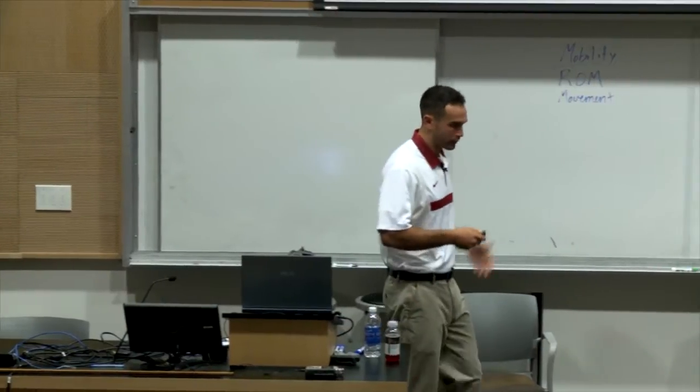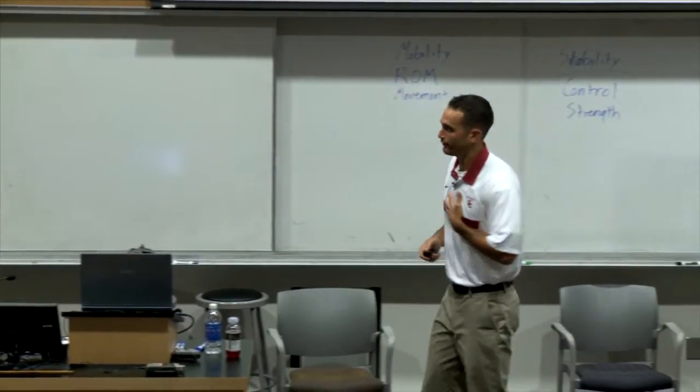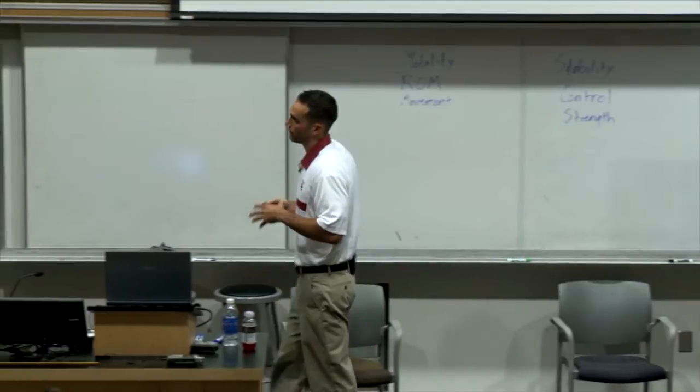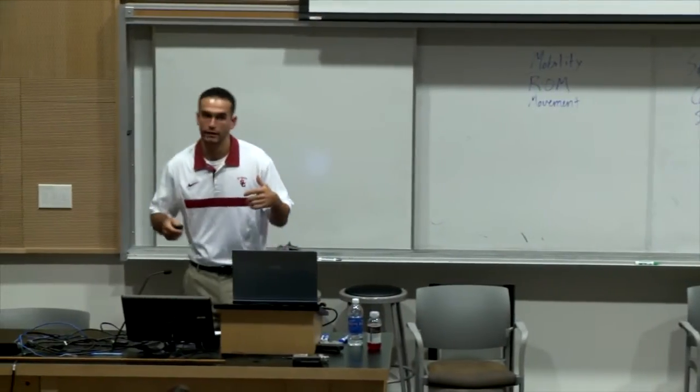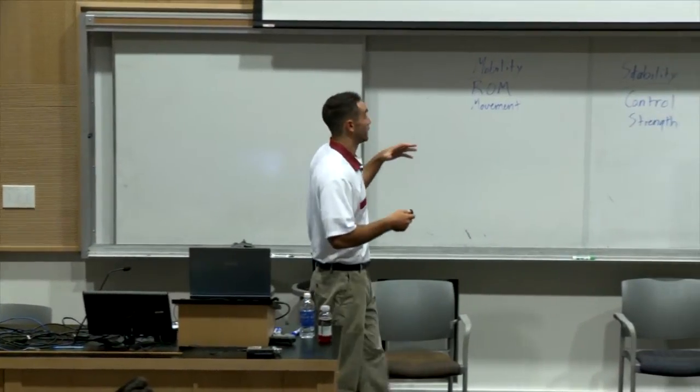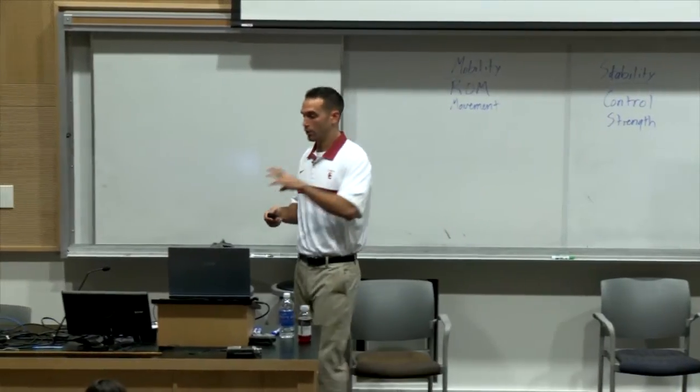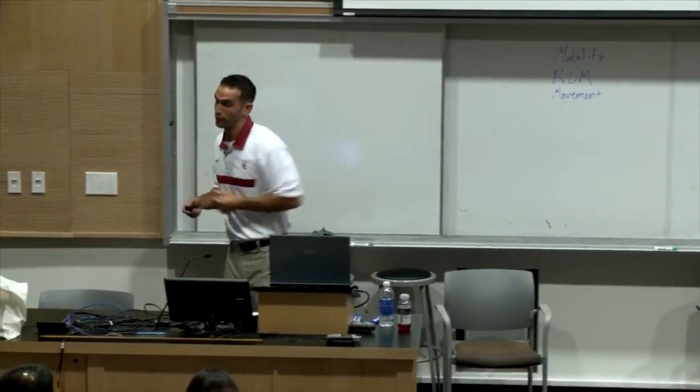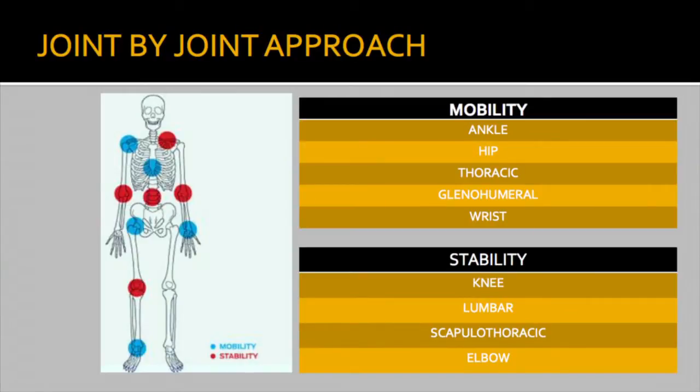Now that we know what mobility and stability are, we need to know which joints of the body we need to mobilize and which joints we need to stabilize, primarily. What we're going to go over is something called the joint-by-joint approach. If you're familiar with it, fine. If you're not, it's an easy way to hammer home this concept, and to memorize during your mobility or stability work and performance prep which joints you should be mobilizing and which you should be stabilizing.